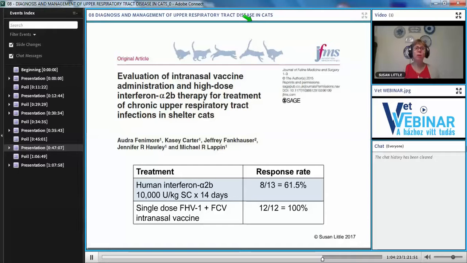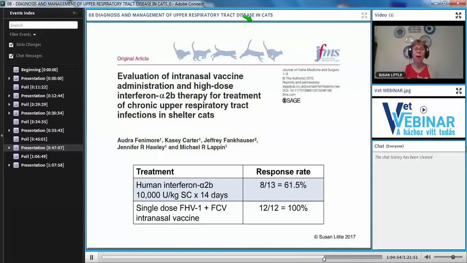We do have a couple of other options. This is a study that looked at comparing intranasal vaccine, which I don't think is available in Europe, but in North America we do have intranasal vaccines for herpes virus and calicivirus. And they compared that to giving cats human interferon at a high dose. So they gave interferon alpha 2B at 10,000 units per kilo. They gave it sub-Q once a day for 14 days.